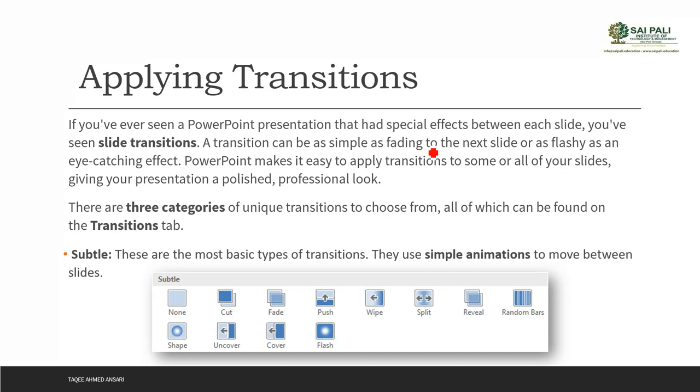Now there are three categories of unique transitions to choose from, all of which we can find on the transition tab. The first one is the subtle. Subtle ones are the most basic types of transition. They use simple animation to move between slides. So you have these subtle ones, basic ones like push, wipe, split, like this.